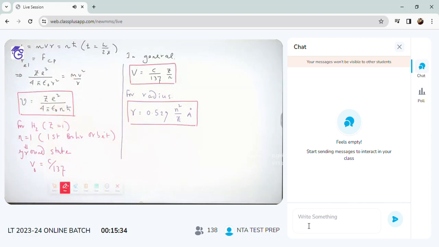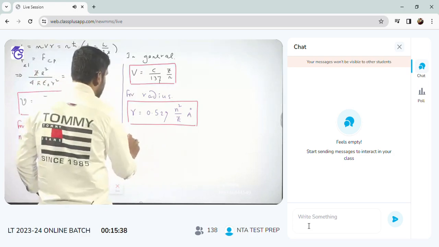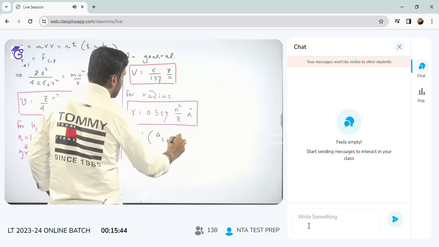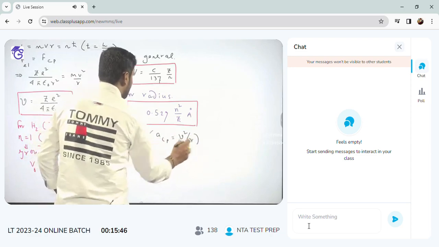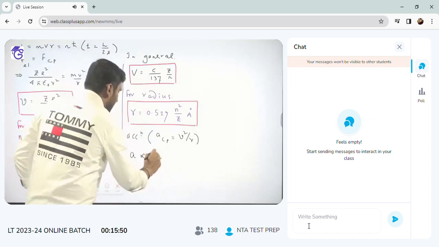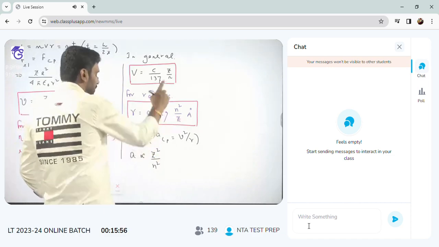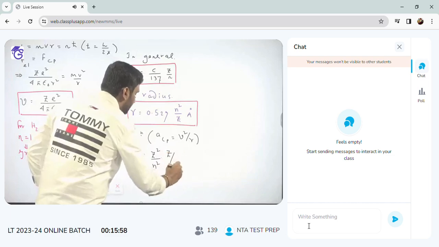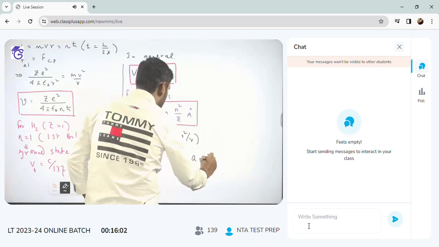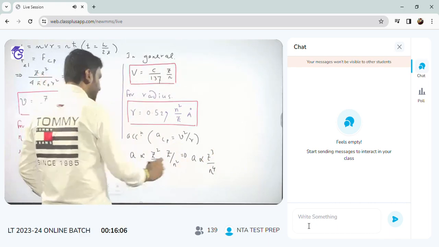Fine. Once we get the velocity, once we get the radius, now we can comfortably talk about the acceleration. Which acceleration here? Here acceleration is centripetal acceleration, that is equal to V square by r. So I can write a is proportional to V square, which is Z square by n square, and 1 by r means opposite, into Z by n square. So I get acceleration is proportional to Z cube by n to the power 4. This is another equation to be remembered.